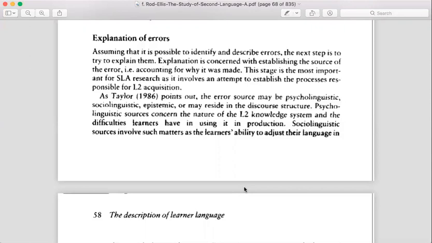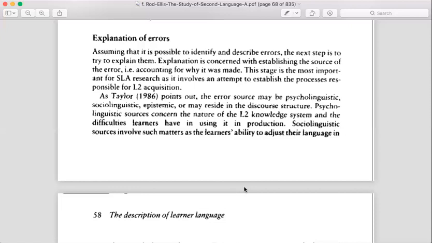So how is explanation different from description? Now, in explanation of errors, we need to establish the source of errors, why an error is made. So there can be different sources of errors. The sources may have to do with psycholinguistics, sociolinguistics, epistemic, and it can be discourse structure. Much of the focus in the research on error analysis is on psycholinguistics, if the source lies within the field of psycholinguistics. So we would be doing a detailed discussion on this particular source.